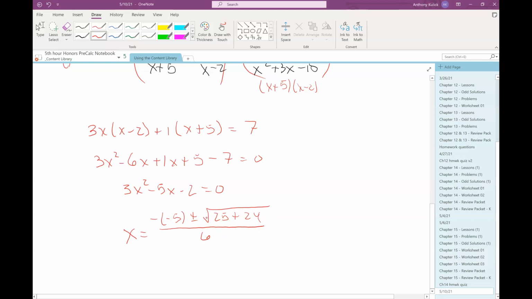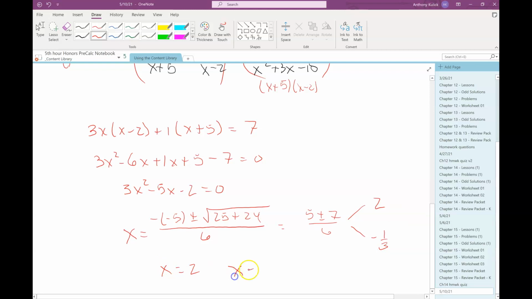So negative b plus or minus the square root of b squared minus 4 times a times c. Notice that the c is negative, that's why I'm adding there. So 25 plus 24 is 49, and the square root of 49 is 7. So 5 plus 7 is 12, divided by 6 is 2. And then 5 minus 7 is negative 2, divided by 6 is negative 1/3.